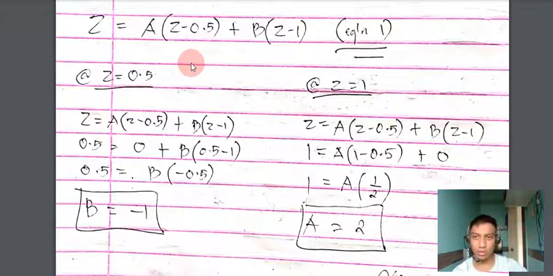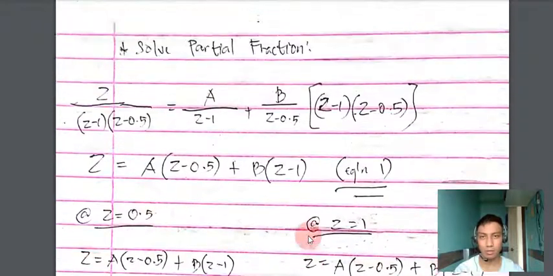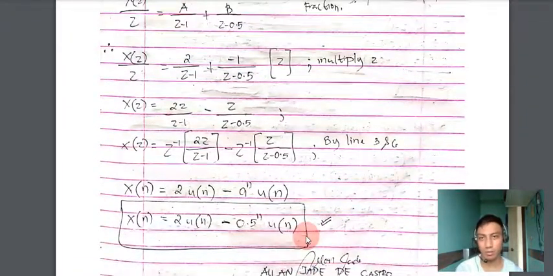So if we let z is equal to 0.5, by using equation 1, manipulate the equation, then we came up with b is equal to negative 1 here. And also, if we let z equals 1, then by using equation 1, we came up with the value of a equal to 2. So with these constants, we can now solve the partial fraction.